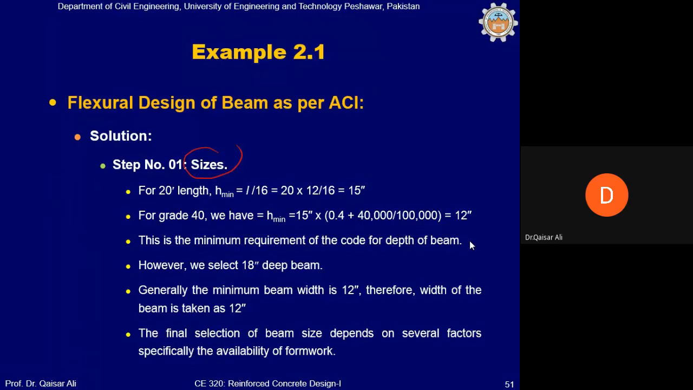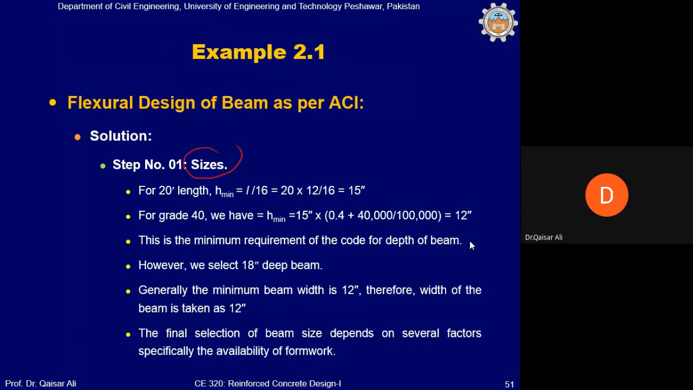This is the minimum requirement of the code. This depth is the minimum requirement. You can select a depth more than this, but if you want to, then you should look into the market availability. The available sizes in the market for beams are 18 inch deep, very readily available.